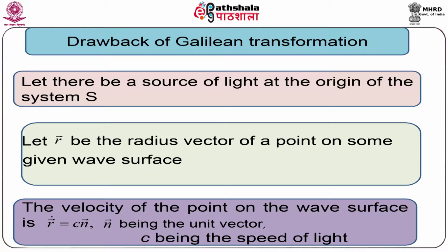Let r vector be the radius vector of a point on some given wave surface. Then in frame capital S, the velocity of the point on the wave surface is given by r vector dot equal to small c into n vector. Please note that r vector dot on the left hand side is the velocity vector, c is the speed of light. So, to make it a vector, we have multiplied the unit vector n with c. n is the unit vector along r vector. So, both left hand side and right hand side are consistent.